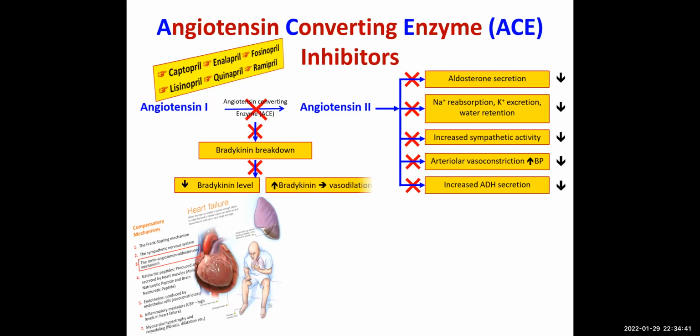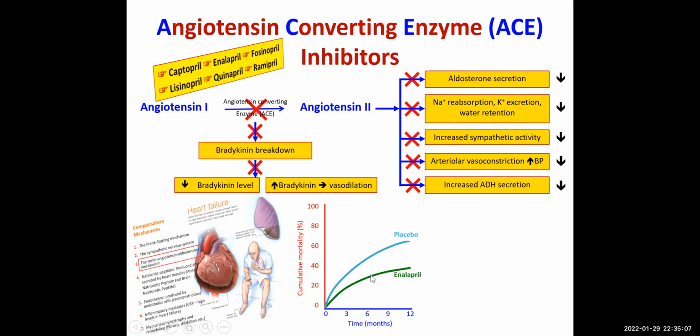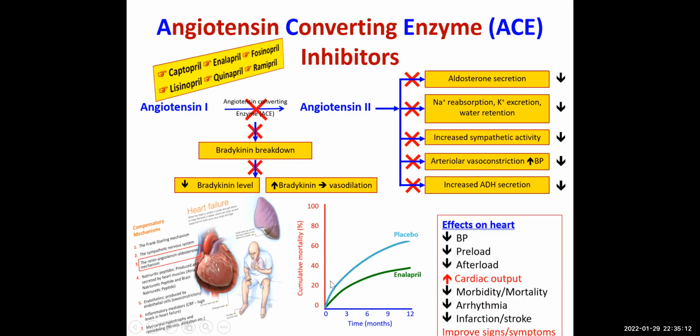But when we block this through the ACE inhibitor, then the bradykinin level will be high, which is good for blood pressure because bradykinin causes vasodilation. But the side effect is that it causes dry cough in 30% of cases taking ACE inhibitors, all right? This is a graph compared with placebo. The clinical trials have shown that enalapril reduces the cumulative mortality in heart failure patients, all right?